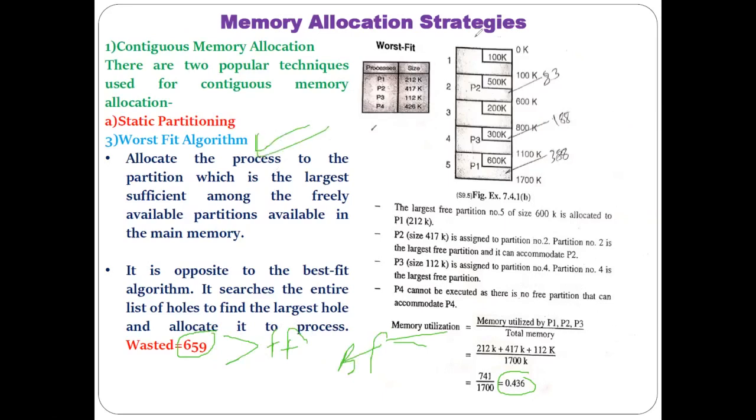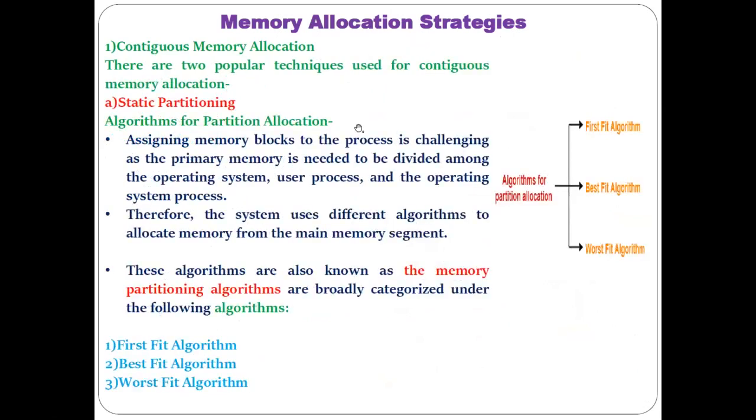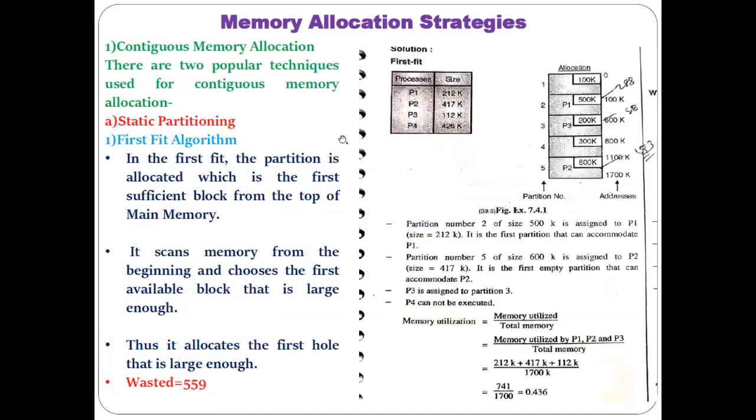So these are the three algorithms which can be utilized by the operating system when it has to decide which partitions are to be allocated to which particular process. When different processes require memory, that memory gets allocated with the help of these three strategies as part of contiguous memory allocation: first fit, best fit, and worst fit. I hope all of you understood this strategy, and you must have understood static partitioning also.